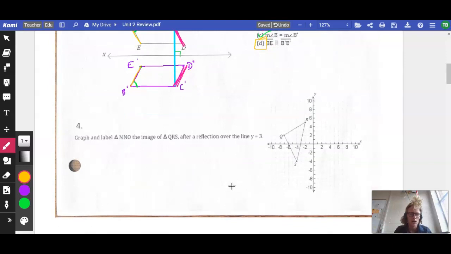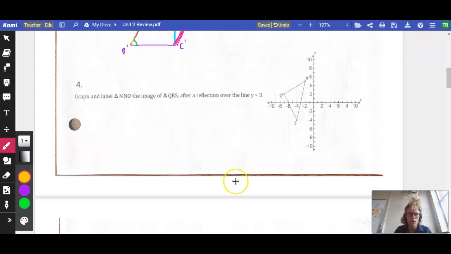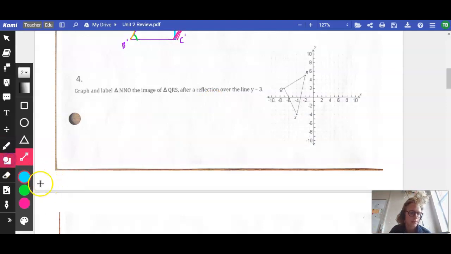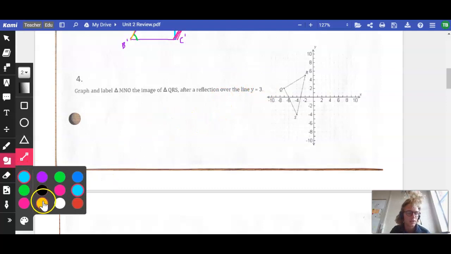All right. Okay, on to number 4. Graph and label MNO. It's the image of QRS. So we're given QRS, and they're asking us to find MNO, which is the image after a reflection. So I'm going to start by drawing my line of reflection. The line of reflection is y equals 3. Pause the video and see if you can think of where the line y equals 3 would be.